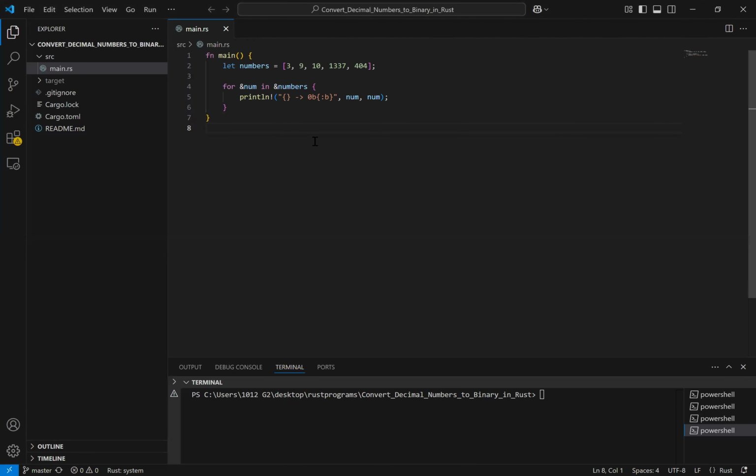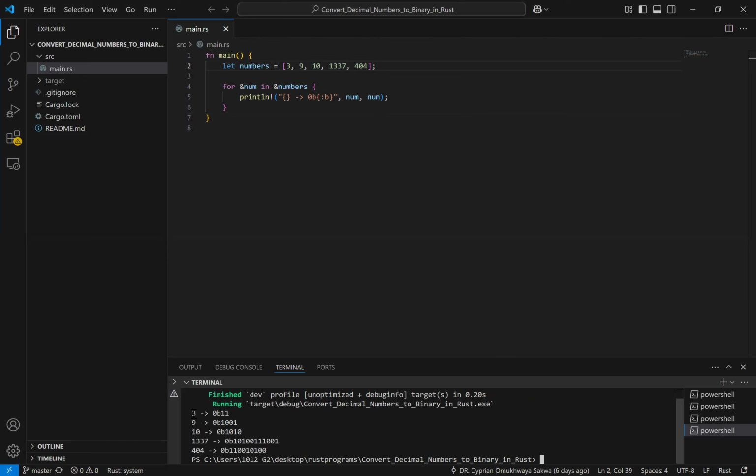I want this code to give me the respective binary numbers for these decimal numbers. Let's just see what it gives me if I say cargo run. It has told me that 3 is 1, 1 in binary. Then 9 is 1, 0, 0, 1. Then 10 is 1, 0, 1, 0. And then the other numbers have their binary representations too.